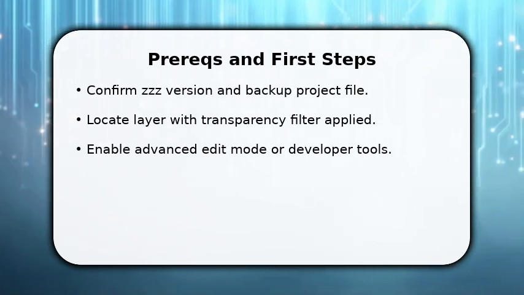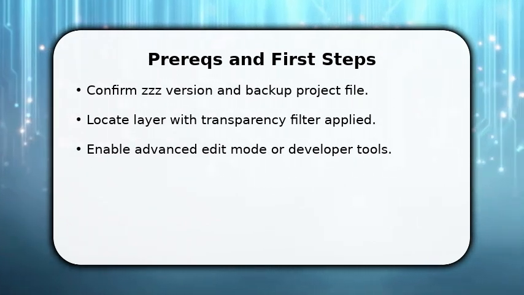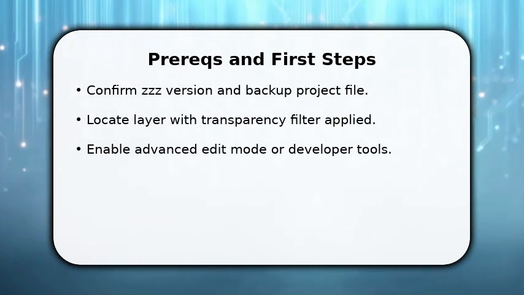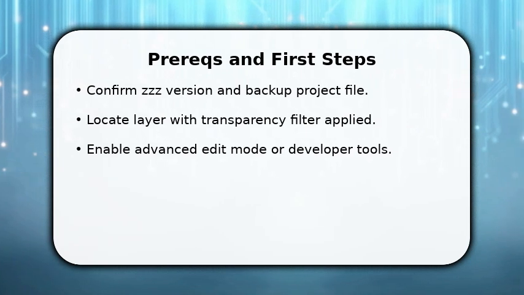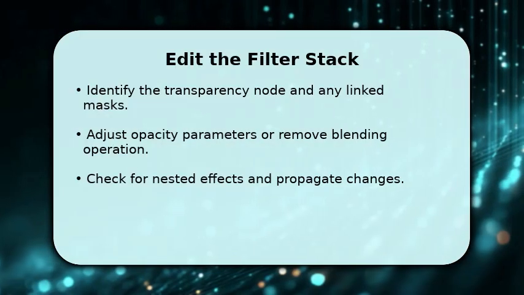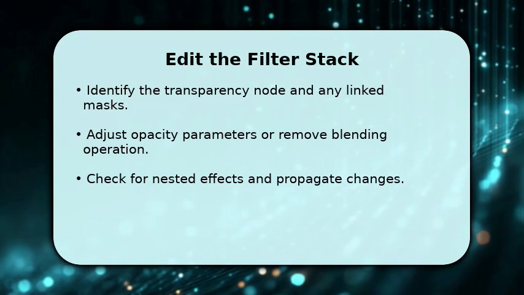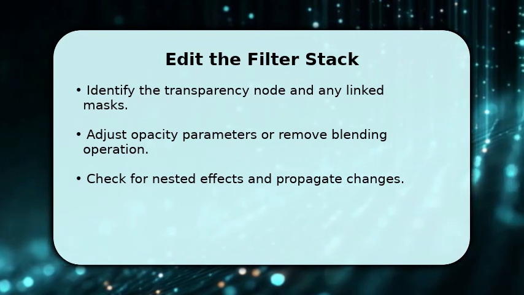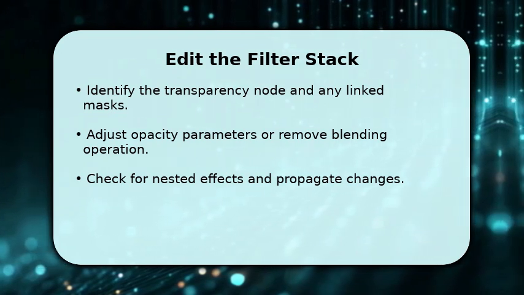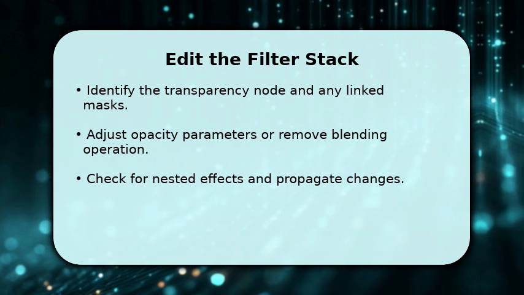Make sure to note current filter values and presets before changing them, as you will need to restore settings if anything goes wrong. You now inspect the filter stack to find the transparency node and any linked masks, because removing the filter requires precision. Once found, either reduce opacity to 0% or delete the blending operation that enforces transparency. Choose delete only if you have your backup.